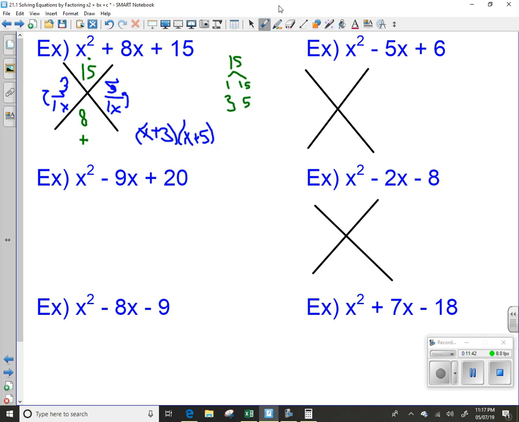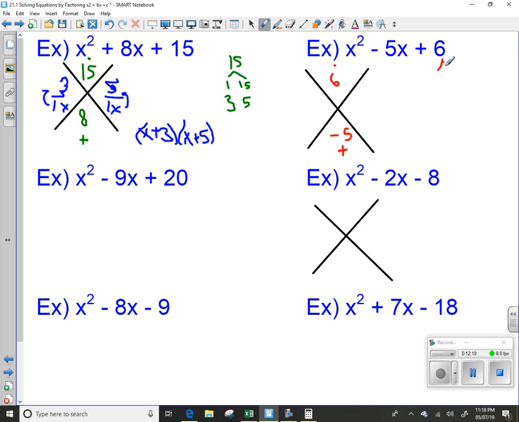Okay, now just very quickly I'm going to go over these last couple, and then we'll get to the very last slide, and it's pretty quick. In this case, pay attention to your signs. The signs make the difference. So if I'm filling in my x, I'm asking myself, 1 times 6 gives me a 6 up here in the top, but now my b value is a negative 5. So now I have to ask myself, what's going to give me a positive 6 when I multiply, but add together to give me a negative 5?